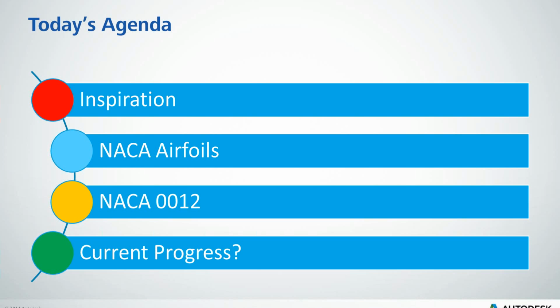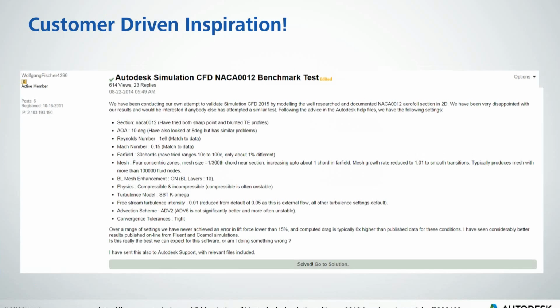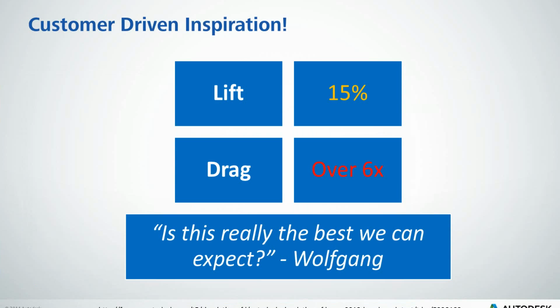I want to thank Wolfgang Fischer for making this post. It gave me the opportunity to spend some time looking at this model. His post came down to the fact that lift was about 15% off and drag was ridiculously off for all intents and purposes. The quote that stuck out to me is: is this really the best we can expect? And no. There were definitely some things we could adjust, but unfortunately those adjustments were not obvious for Wolfgang, or really anybody, except for people within our team.